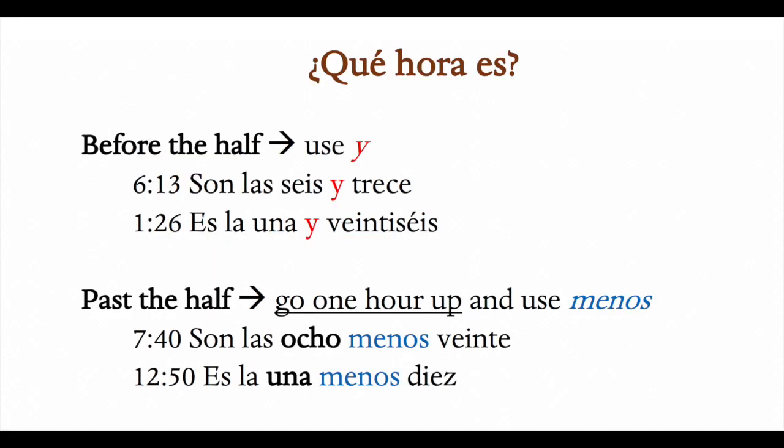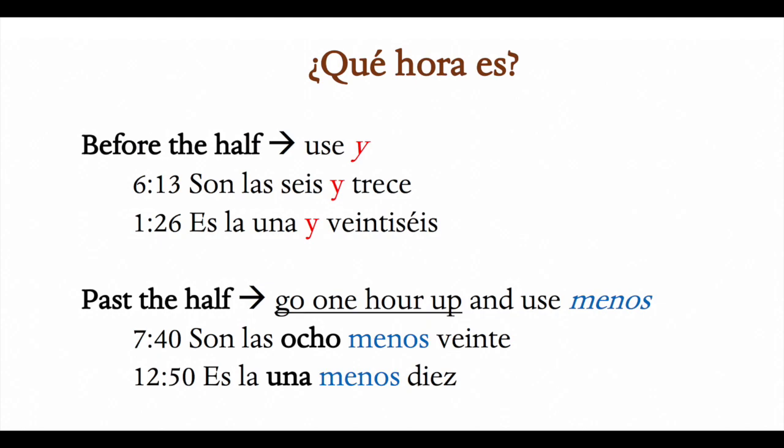Now, it is possible that we have a specific number of minutes past the hour. For example, 6:13. In that case, we would say son las seis y trece. 13 is the number of minutes past the hour. If it's 1:26, for example, we could say es la una y veintiséis. 26 minutes past 1.